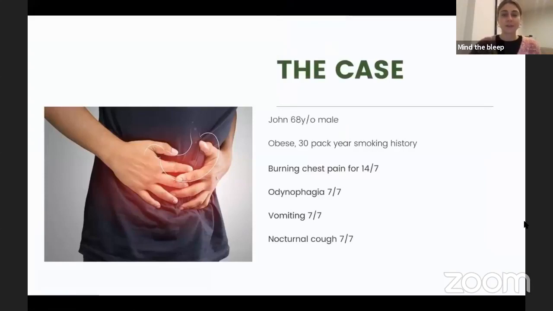So our first patient, his name is John. He's a 68-year-old male. He's obese, and he has a very significant smoking history of 30 pack-years. He presents to you with a burning chest pain, which he has had for 14 days, odynophagia, which essentially means pain on swallowing, vomiting, that again, he's had for 7 days, and some nocturnal cough. So he has been coughing at night, vomiting, has pain on swallowing, and has burning chest pain.